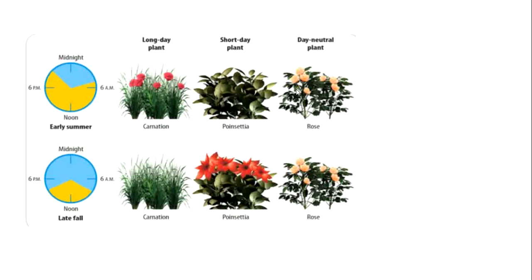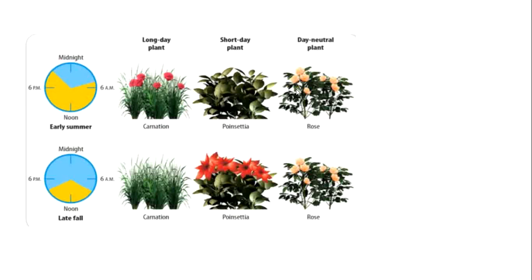For example, plants that flower when exposed to less than 10 to 12 hours of darkness are called long day plants. The carnations shown here are an example of long day plants. This plant usually produces flowers in summer, when the number of hours of daylight is greater than the number of hours of darkness. On the other hand, you see the short day plants.